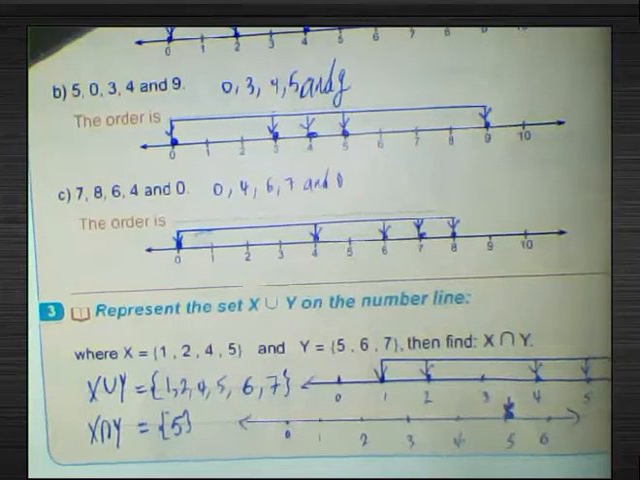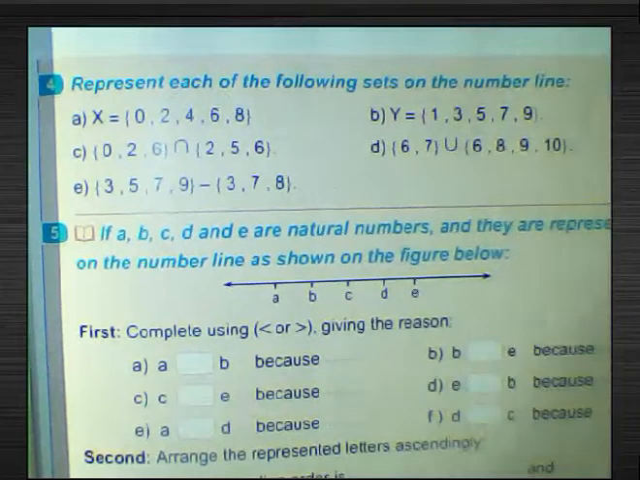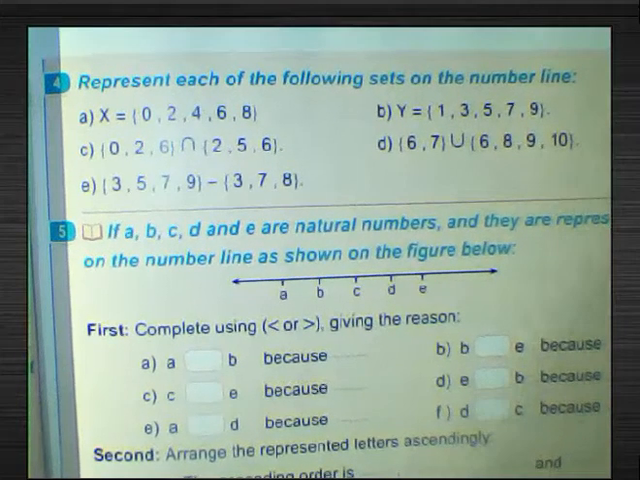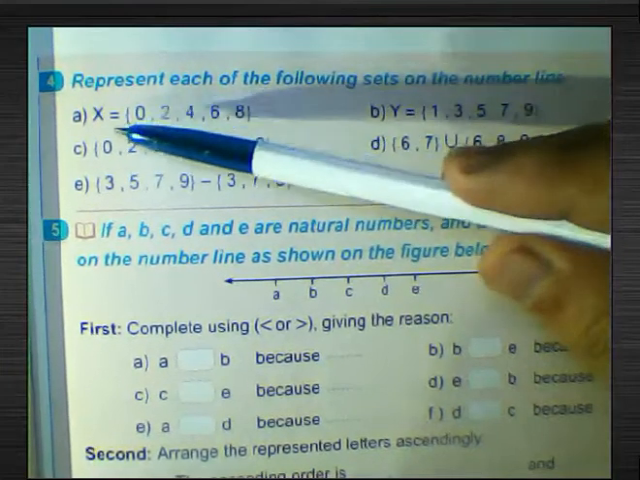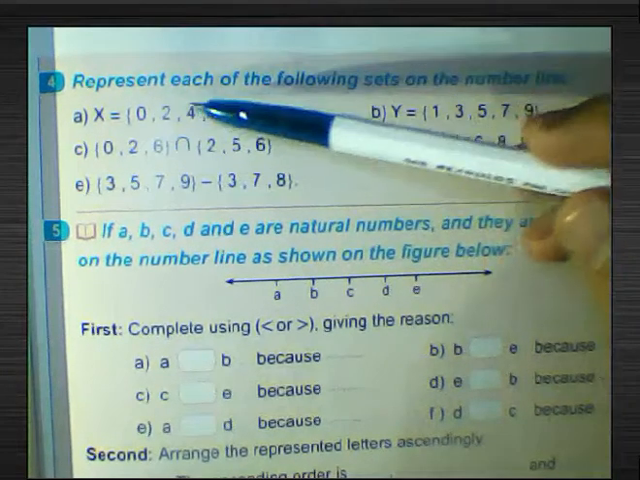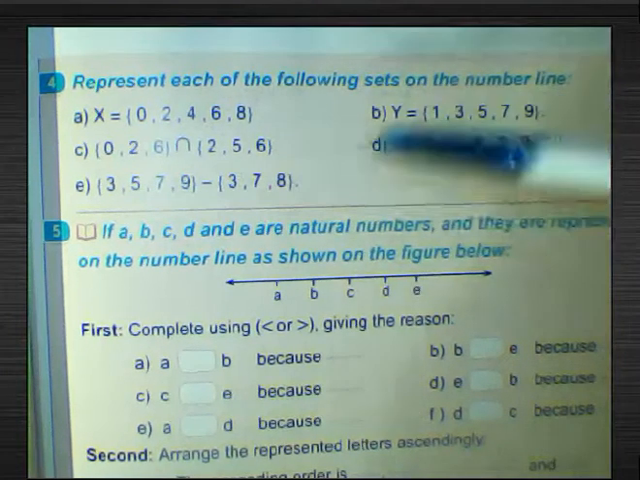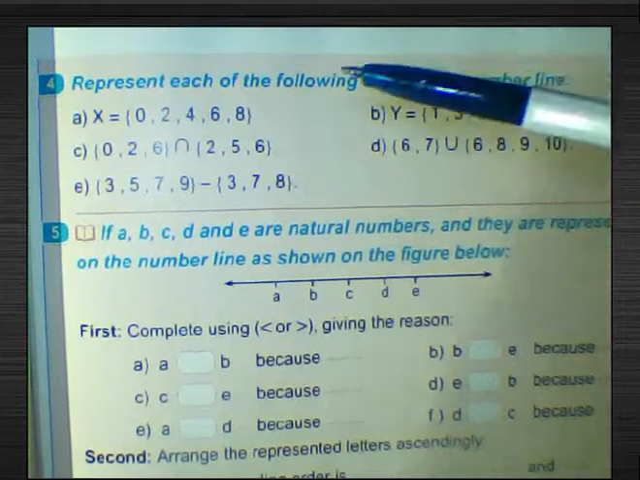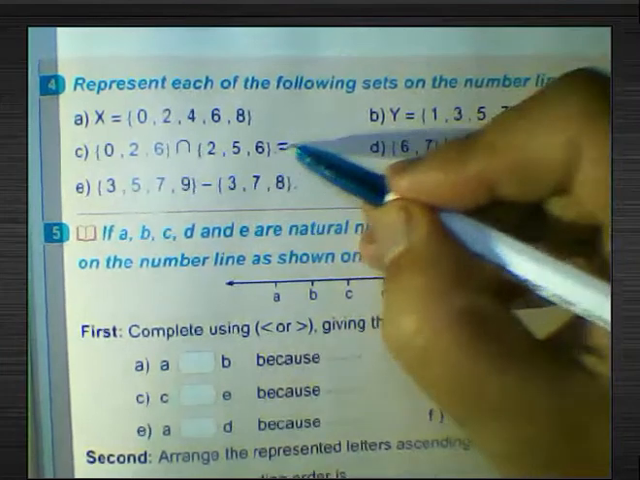Another question. Question 4. Represent each of the following sets on the number line. You can solve it by yourself. X equals 0, 2, 4, 6, 8. You can draw a number line and mark all the points, draw a line segment parallel to the straight line and then drop from it to these points. And letter C, you can solve it first.